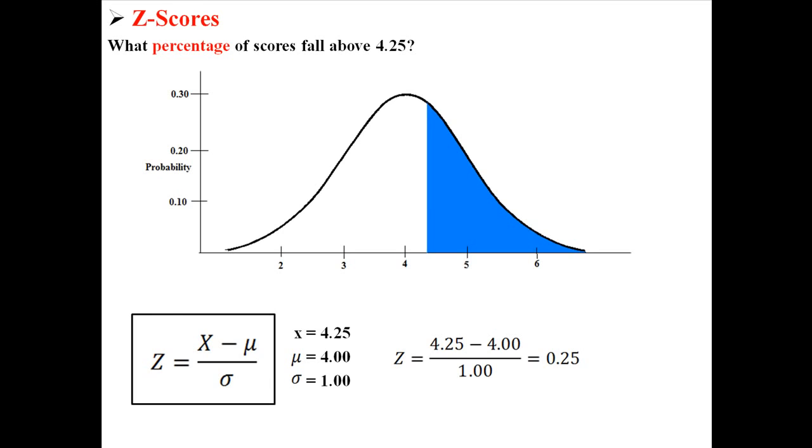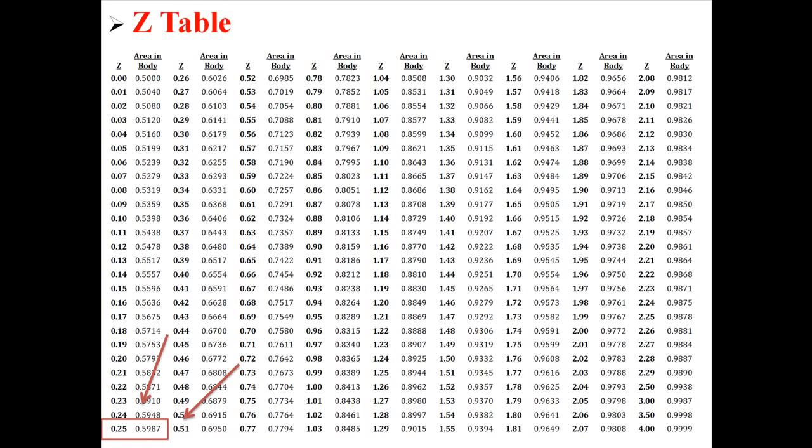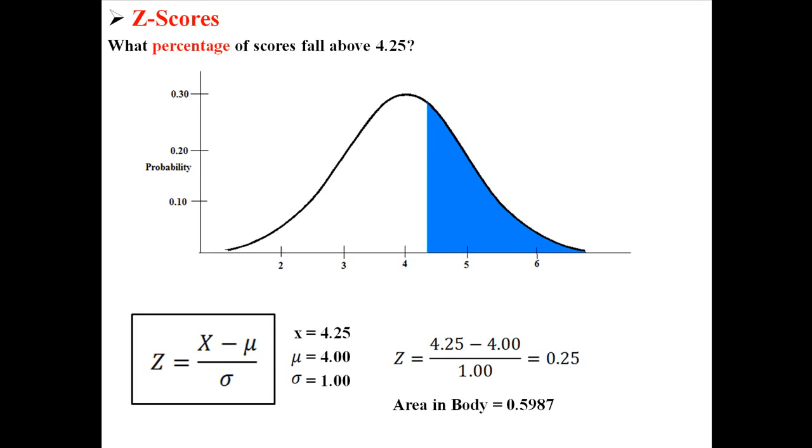So we have the z-score of 0.25. If we go to the z-table and look up a z of 0.25, we'll find out that the area in the body is 0.5987. What that means is that the area in the body is about 60%. So I'm going to put that right there. Now remember, this is the area in the body. This is the area in the bigger portion. So what we're talking about is where I have these red arrows here. And that's not what we're interested in.